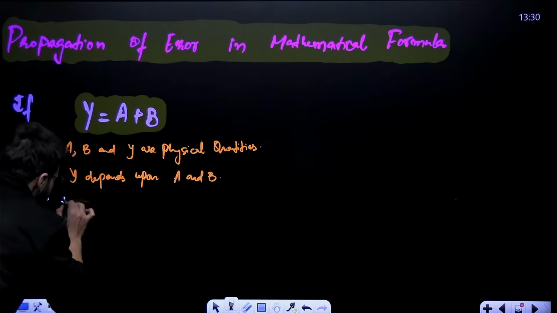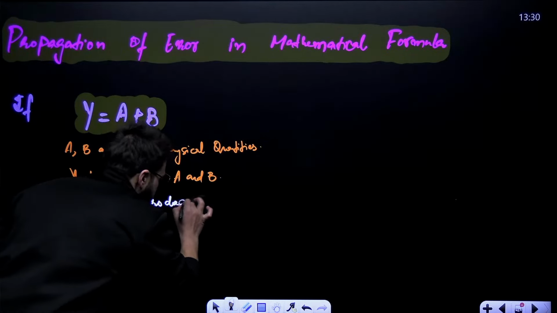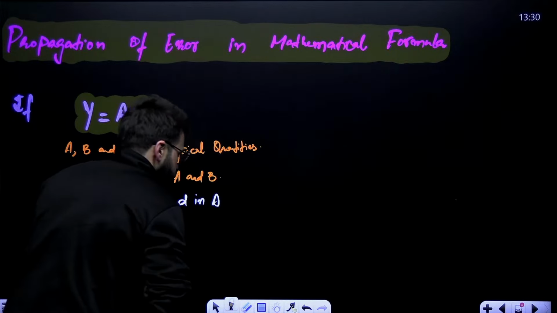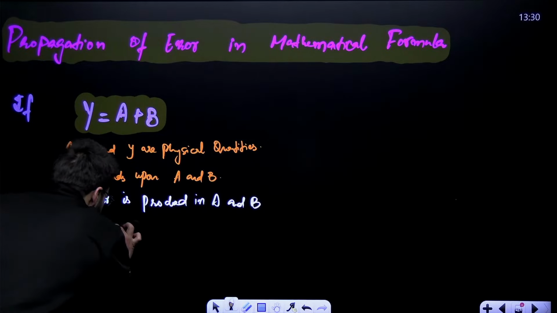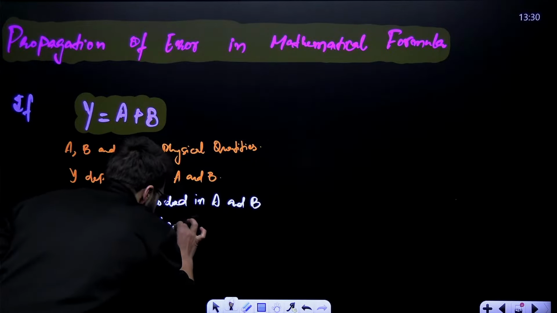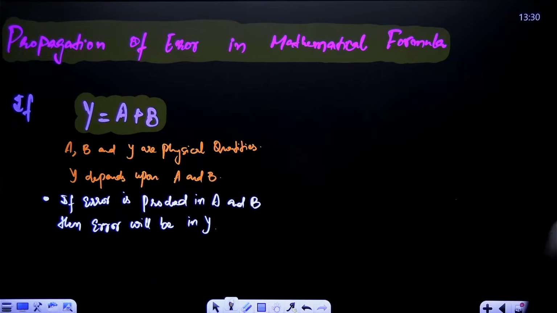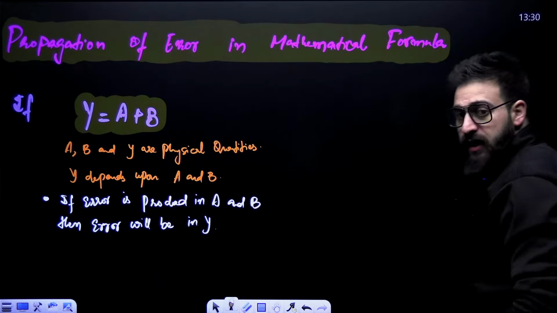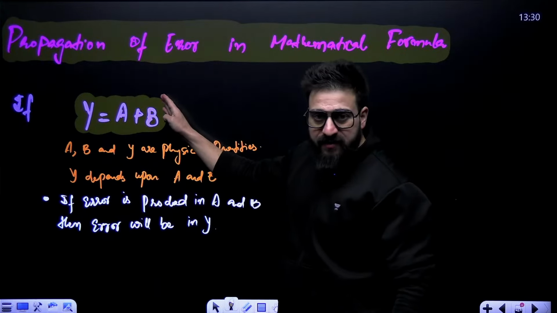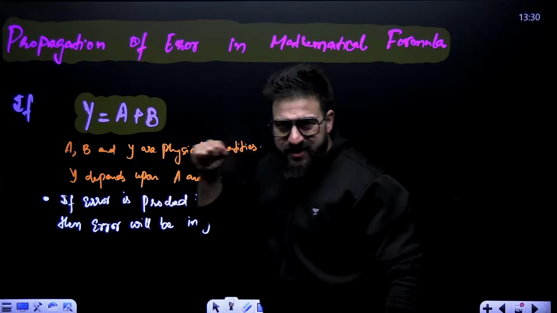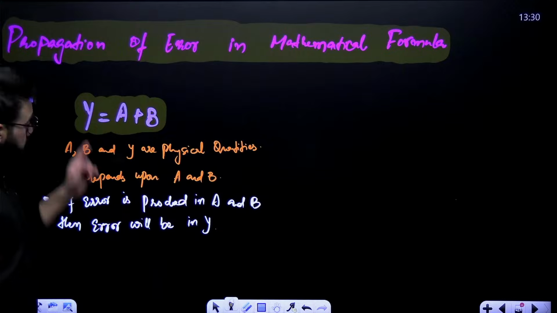So I can say if error is produced in a and b, then error will be in y. If there is error in a and b, there will be error in y. Let's suppose a is length, b is length plus length, or something else. If you are getting error in measuring this, error will be produced in y, because y depends upon a and b.